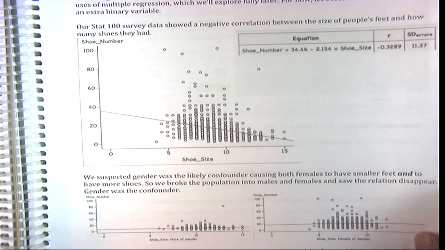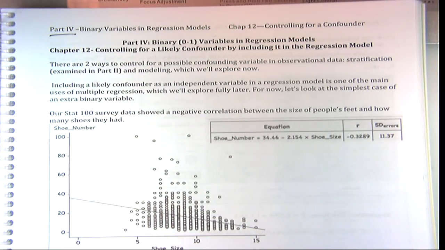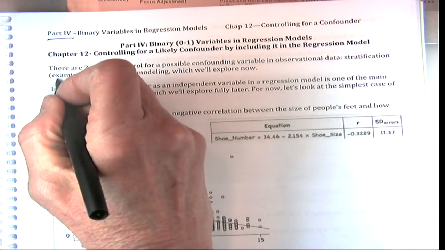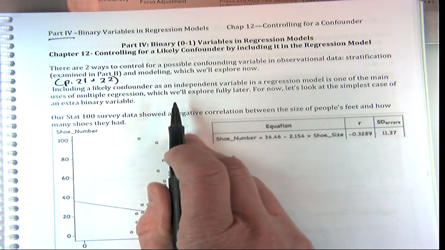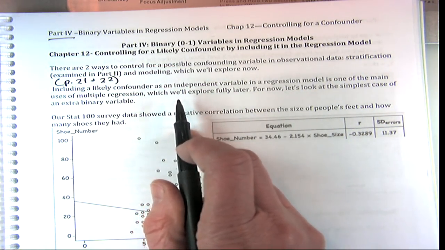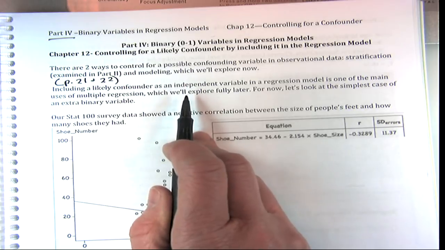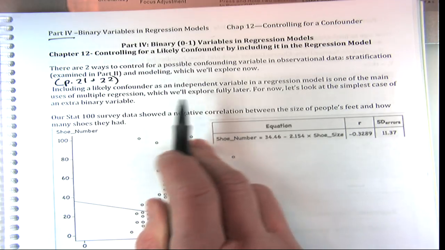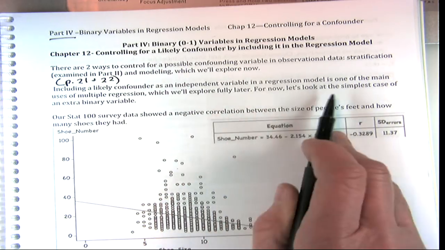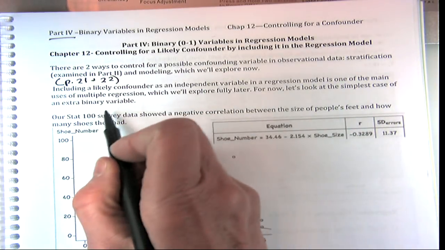So we are on chapter 12 here, the beginning of chapter 12, page 69. Okay, so let's just write that. That's page 21 and 22. It's actually one of the main uses of multiple regression is to include a likely confounder. And we're going to explore that fully later on. For now, we're just going to look at the very simplest case of doing that, and that's a 0-1 variable.